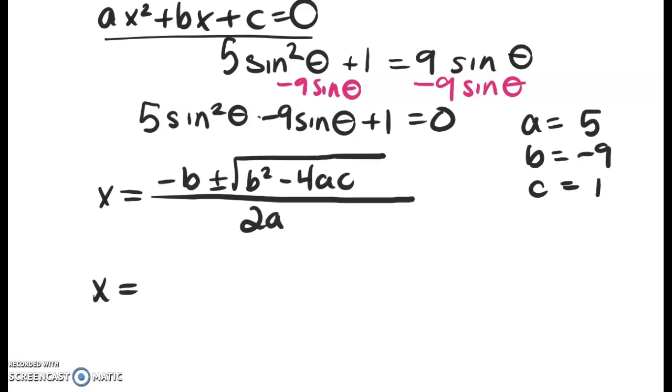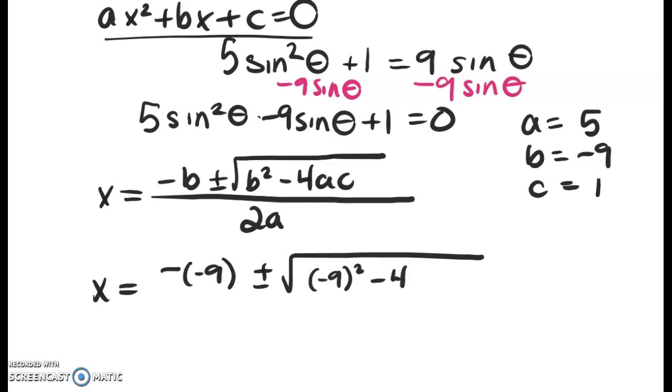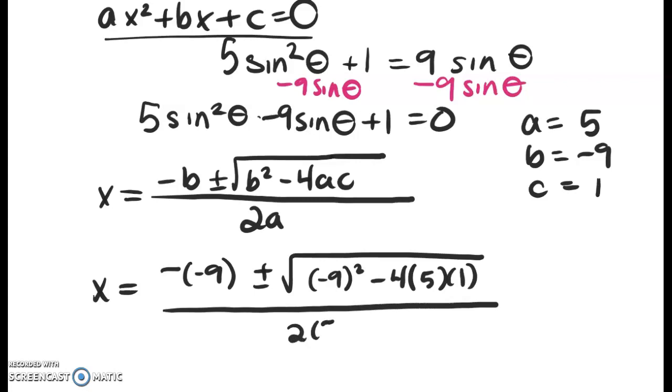So all I have to do is substitute in these three values in the appropriate places here. So it's the opposite of -9, plus or minus the square root of -9 squared minus 4 times 5 times 1. This whole thing divided by 2 times 5. Now, it's very important right here that you surround this with parentheses because it's -9 squared. When you put it in the calculator, make sure you do that because the opposite of 9 squared is different than -9 squared. So very important there to surround that with parentheses.